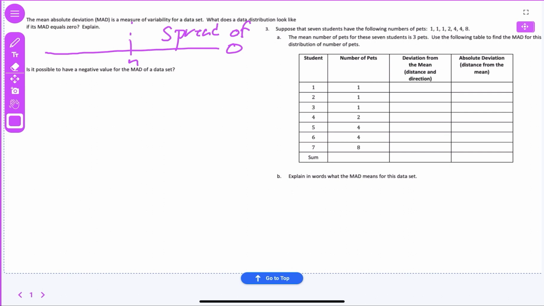Is it possible to have a negative value for the MAD of a data set? Can you have a negative? What does MAD stand for? Mean absolute deviation. What does absolute mean? You know what an absolute value is? Those are always positive, right? Why would it always be positive? What are we actually measuring here?